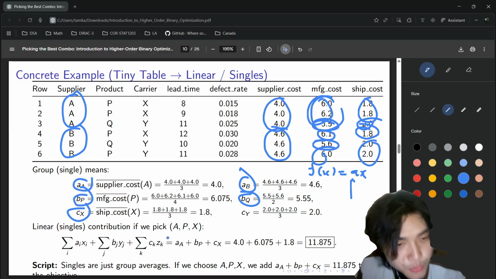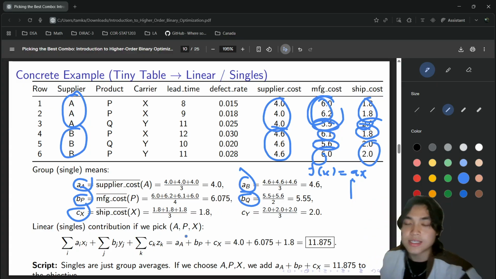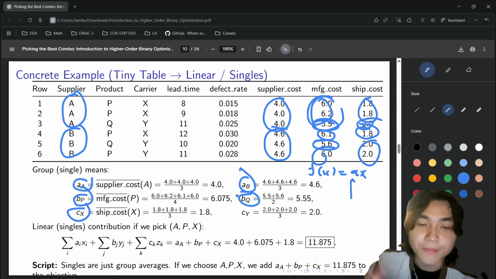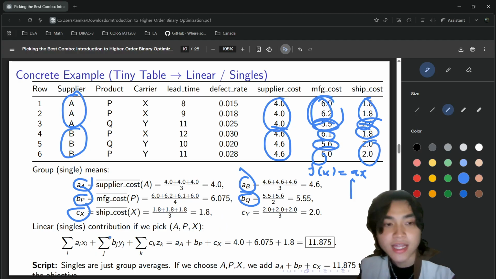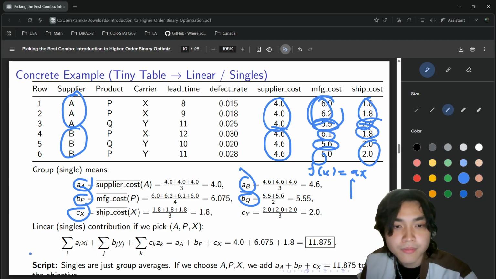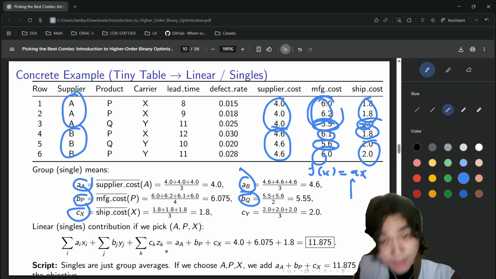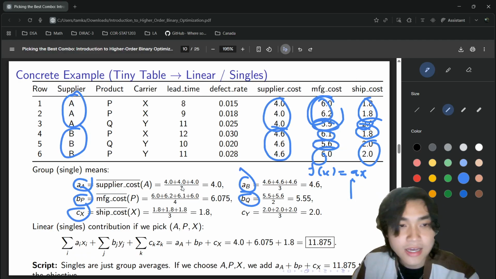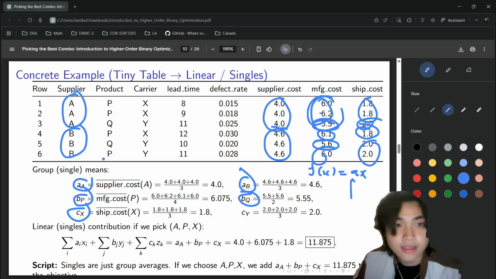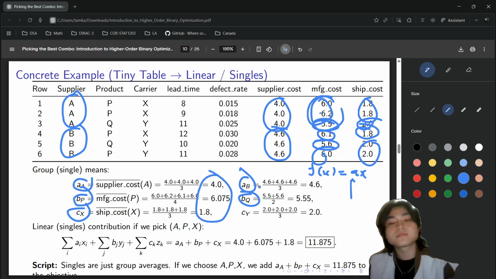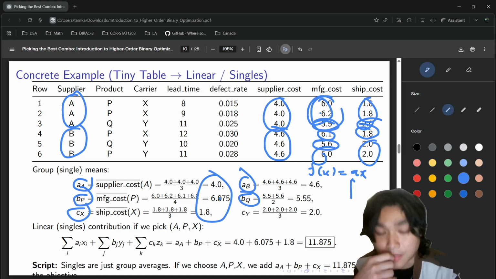Then boom, after we do all of that, essentially what the solver will do is test all of the different combinations of each of the suppliers, products and carriers, such that we are trying to find the lowest score as much as possible. And in this specific math example, we are choosing supplier A, product P, and carrier X. So then essentially it's just the average of these three, or the sum of these three numbers.